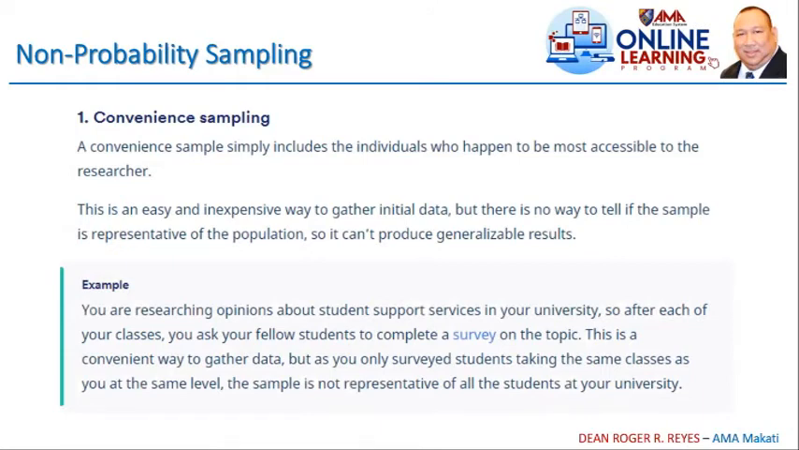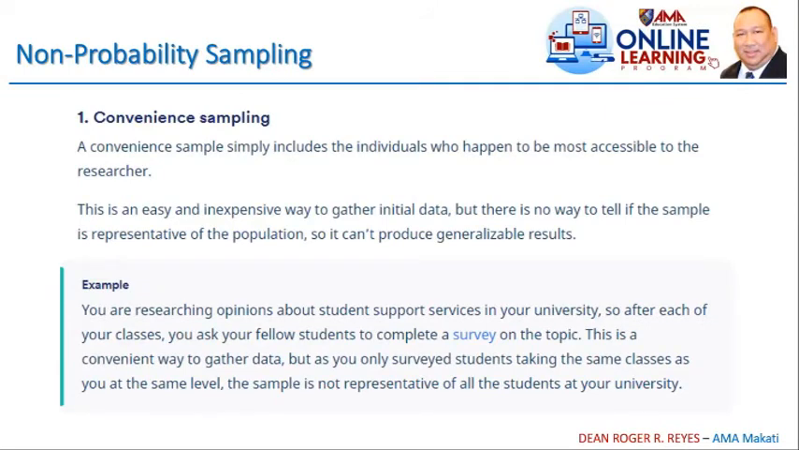A convenience sample simply includes the individuals who happen to be most accessible to the researchers. So, this is an easy and inexpensive way to gather initial data. But there is no way to tell if the sample is representative of the population. So it cannot produce generalizable research results. So kung magtitesis tayo, dapat generalizable. So kapag gumamit ka nito ng non-probability sampling, which is used in the qualitative, hindi siya generalizable. The results will only be good to that particular sample.